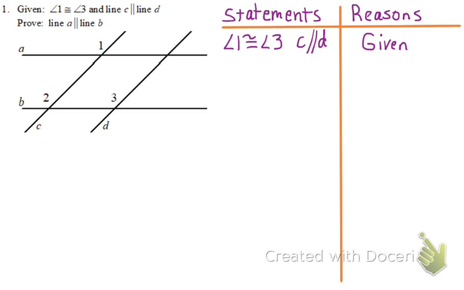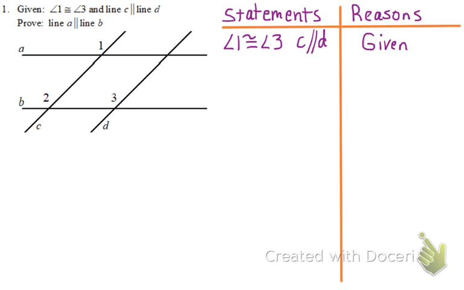The other big idea is that if you have two lines cut by a transversal and corresponding angles are congruent, then the lines must be parallel. Or if you have alternate exterior angles congruent, then the lines must be parallel. Or if you have consecutive interior angles supplementary, then the lines must be parallel. If you have consecutive interior or consecutive exterior angles supplementary, then the lines must be parallel. So those are the big ideas we're working with here.